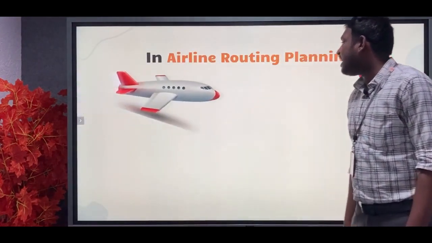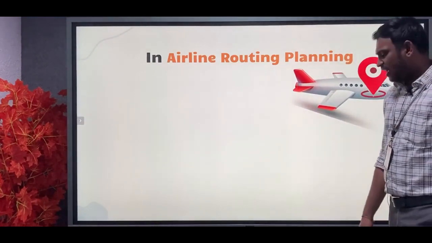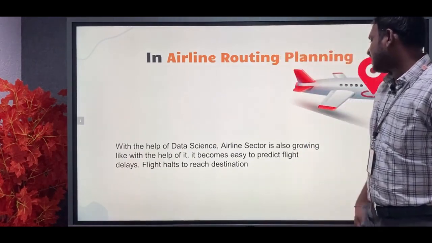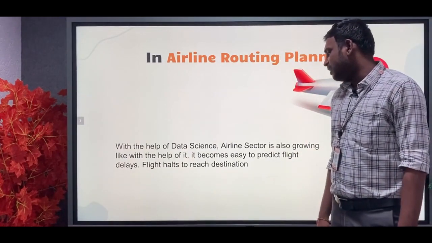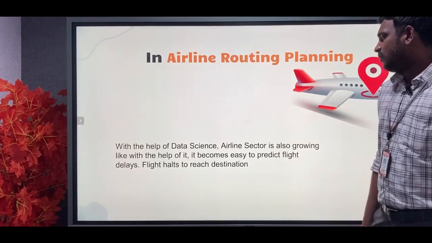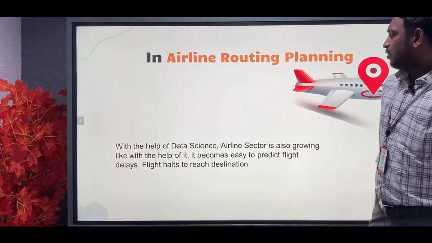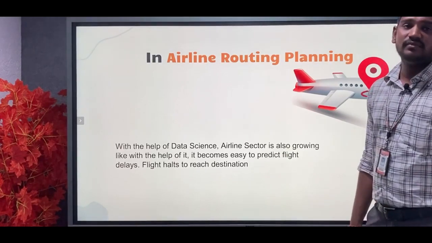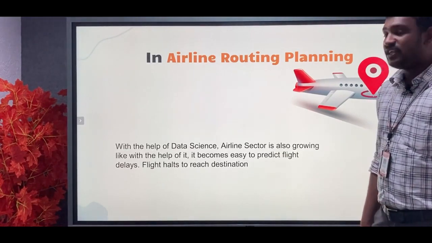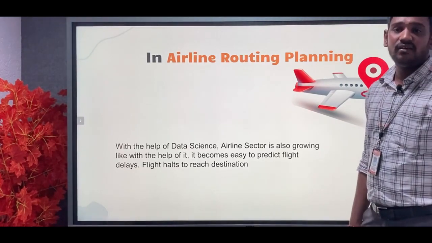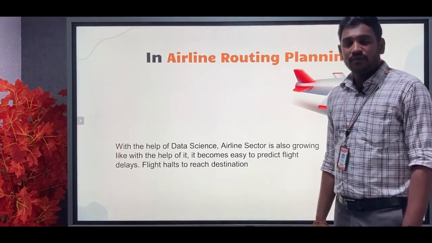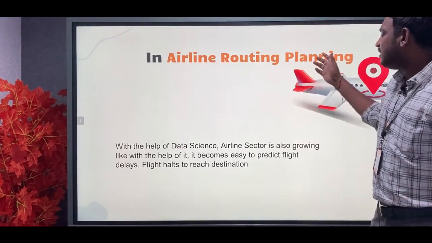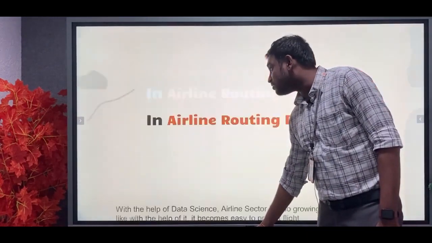Next, airline routing. With the help of data science, the airline sector is also growing. With its help, it becomes easy to predict flight delays and flight halts to reach the destination. So you can understand flight delay time, flight halts, how much time it takes, and when it will arrive at the concerned place. All these things you can analyze using data science in airline routing also.